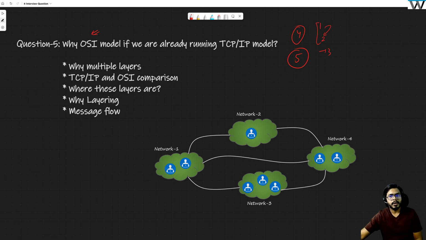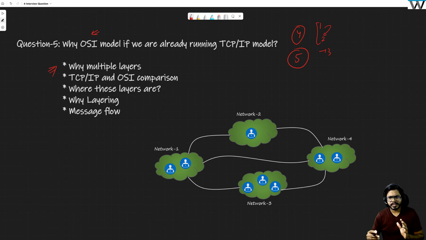First thing first, we are going to discuss why multiple layers. When we discuss TCP or OSI, there are certain layers in them. The OSI model is composed of 7 layers, and the TCP/IP model is composed of 5 layers. Why exactly do we need those layers? There is a logical answer behind that, and we are going to discuss it.